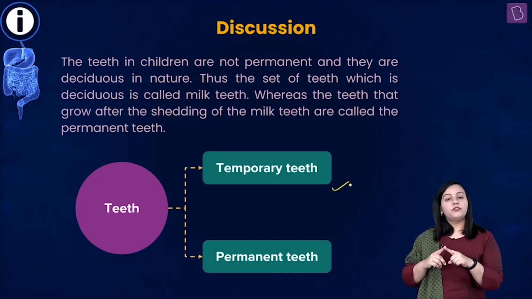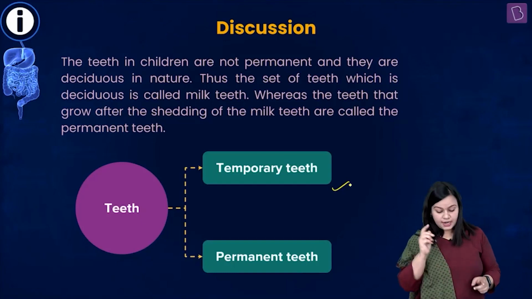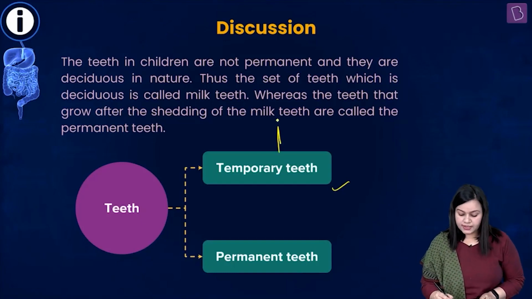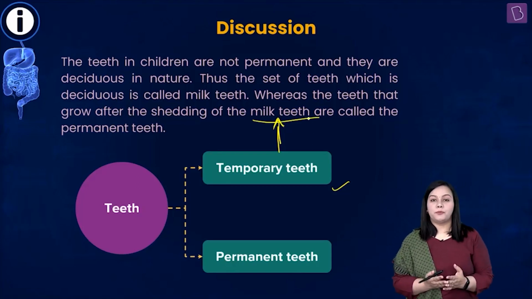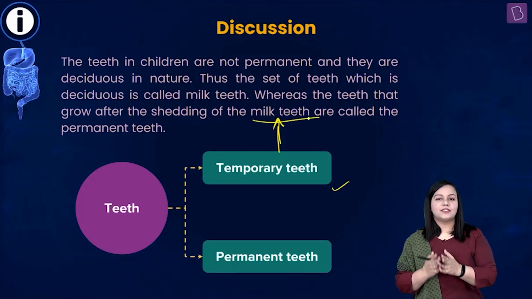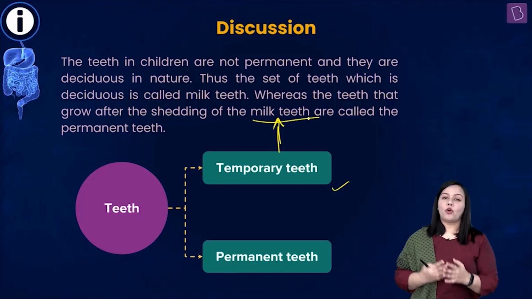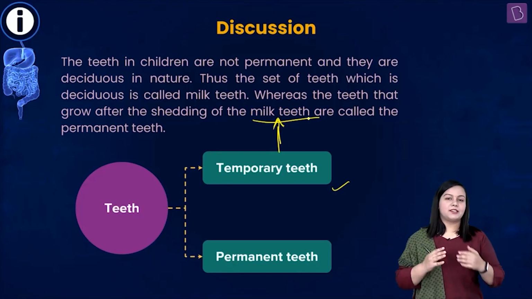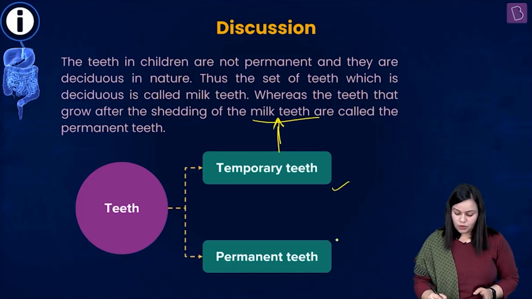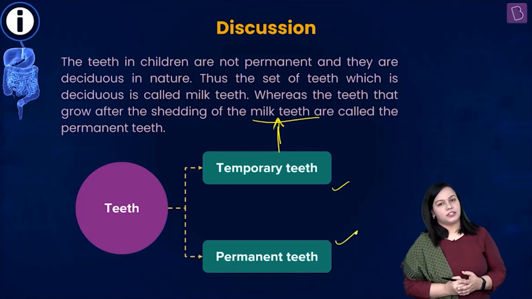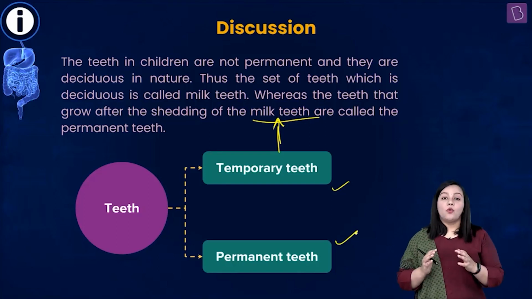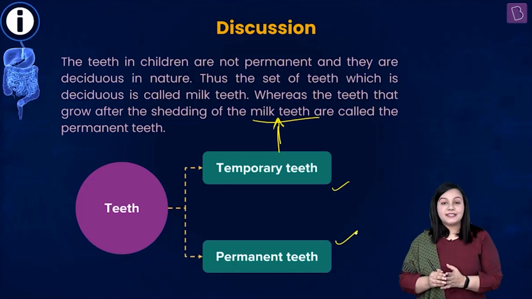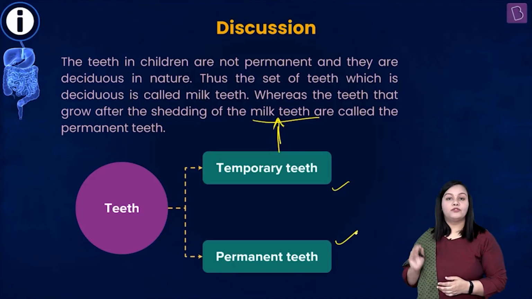Starting with the first one, that is the temporary teeth. Temporary teeth are also called the milk teeth. What are these milk teeth or temporary teeth? It is basically that set of teeth which usually fall off after a certain age and are going to be replaced by the permanent set of teeth, which is the second set of teeth. Now, what are the differences that exist between these two sets of teeth?